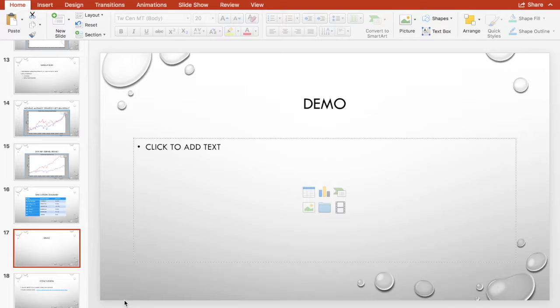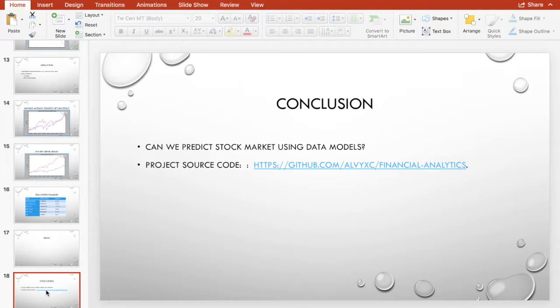Okay, so let's go back to our presentation here. So in conclusion, can we predict the stock market using data models? Well, this is not an easy question to answer. I would say that to some extent, yes. But is it a reliable method?